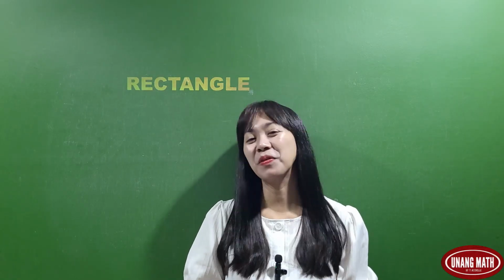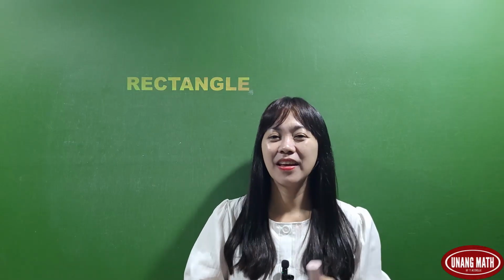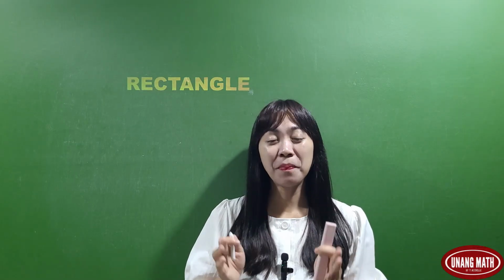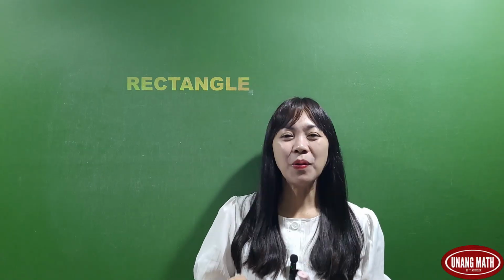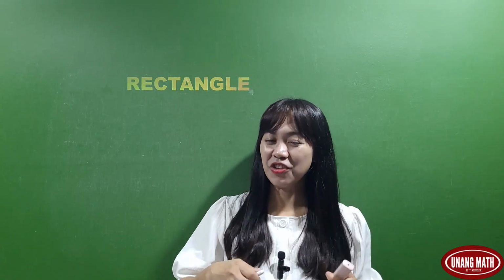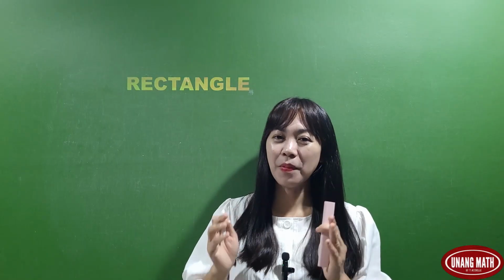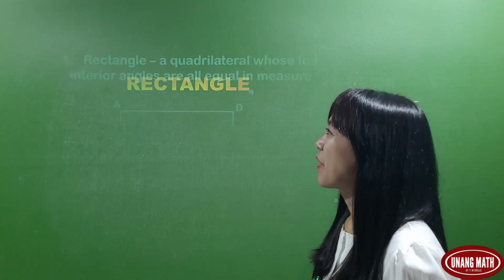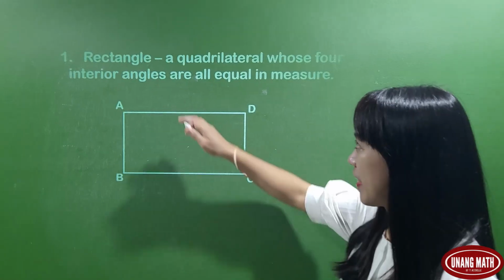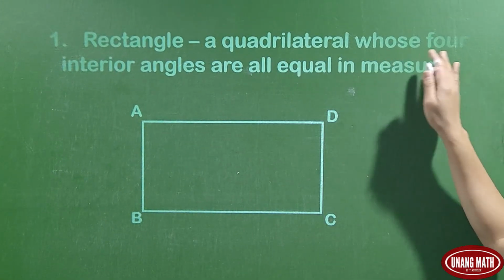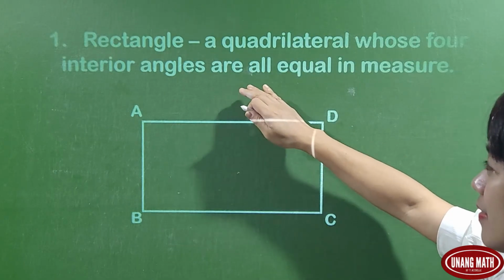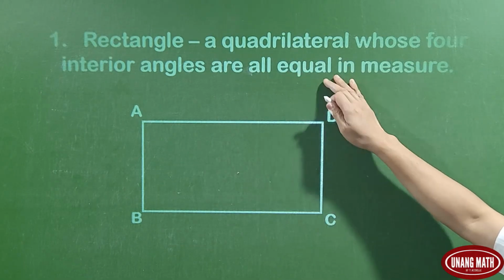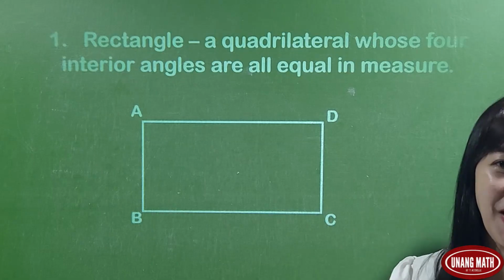In this episode, our lesson is the meaning and properties of a rectangle. Also, we will be discussing the conditions for a parallelogram to be a rectangle. When we say rectangle, this is a quadrilateral whose four interior angles are all equal in measure.